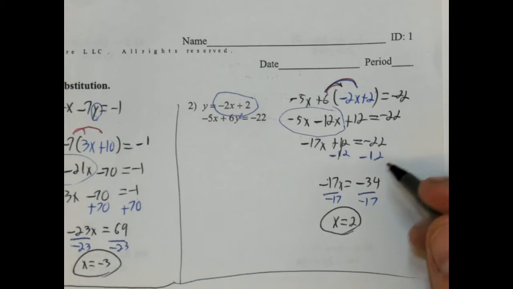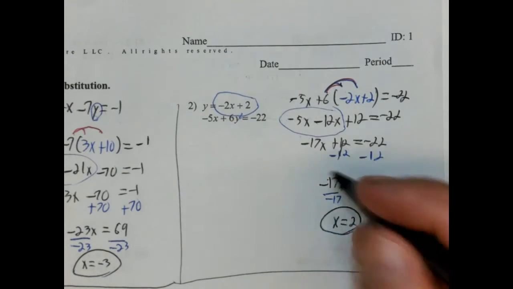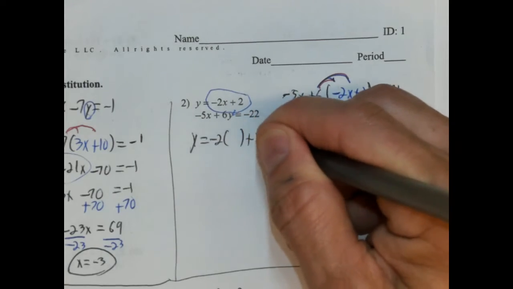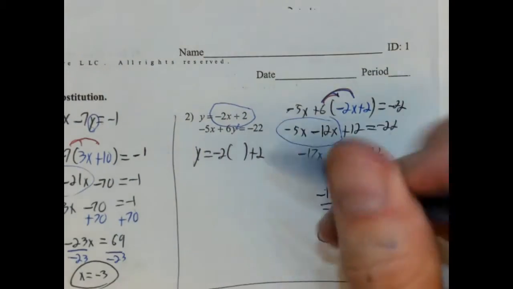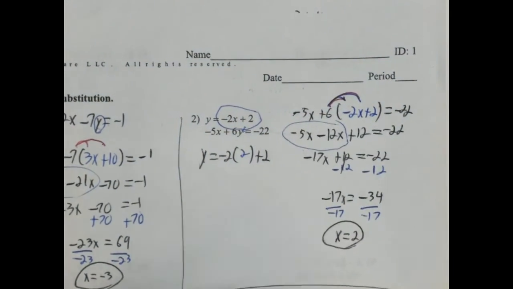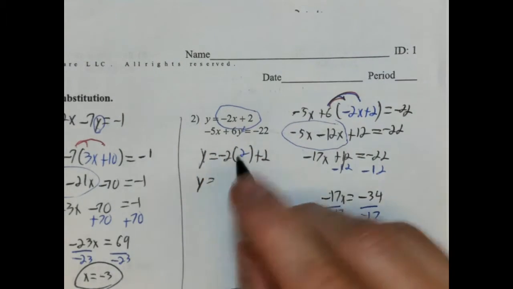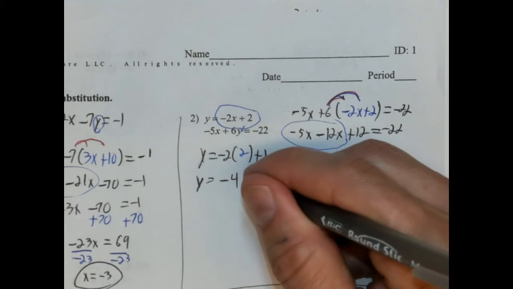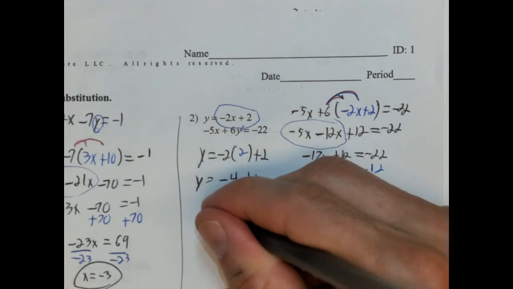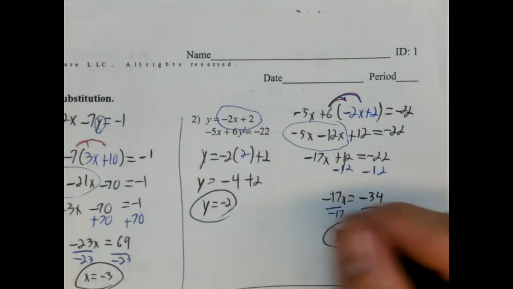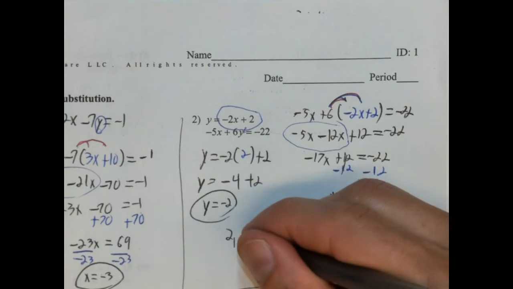Okay? So we're going to plug this back in here to find y. So y equals negative 2 parentheses, and I'm going to plug in 2 for x. So 2 goes here. All right, so we're going to follow order of operations. We're going to multiply first. So we're going to do negative 2 times 2, which is negative 4. And then negative 4 plus 2 is negative 2. So y equals negative 2. Okay, so we put that as an ordered pair. So x comma y, so 2 comma 2. Sorry, 2 comma negative 2.